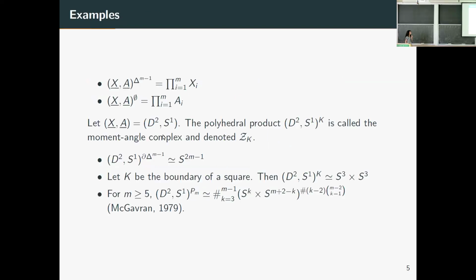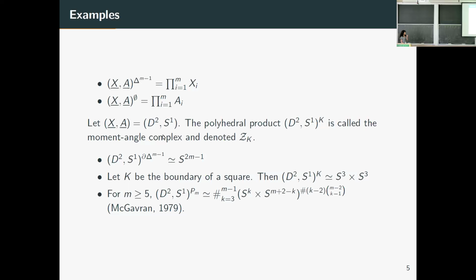So some examples: if we take K to be the full simplex on M vertices, our polyhedral product is going to be the product of all the X_i's. If we take K to be the empty set, our polyhedral product is just going to be the product of all the A_i's. If we look at a more specific example, we let X and A be D^2 and S^1, which is the moment angle complex, often denoted Z_K. This is a really significant example of a polyhedral product.